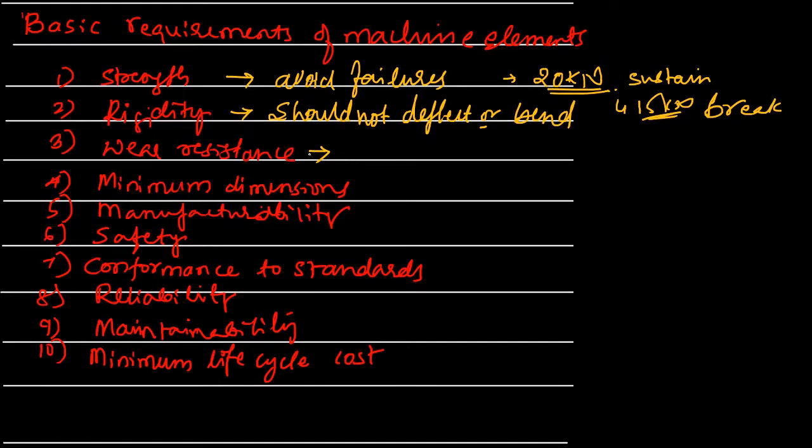Next one is wear resistance. As I have seen, a lot of components are in friction, moving relative to one another. For example, in an IC engine we have a cylinder and piston. A lot of reciprocating motion takes place between the static cylinder and the piston, so wear is going to occur. So it should have wear resistance. If wear resistance is not there, you are going to get loss of accuracy.